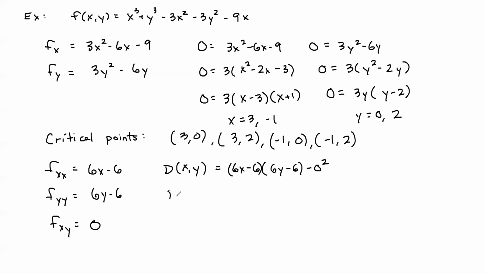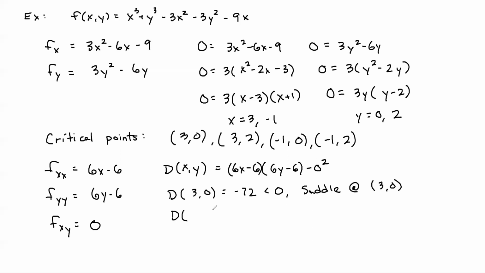So if we plug in D of (3, 0), right? So what are we going to get for that? We're going to get 18 minus 6. That's going to be 12 times negative 6. So we get negative 72. So negative 72, we don't even need to go any further. So that's going to be a saddle point. So we're going to have a saddle at (3, 0).